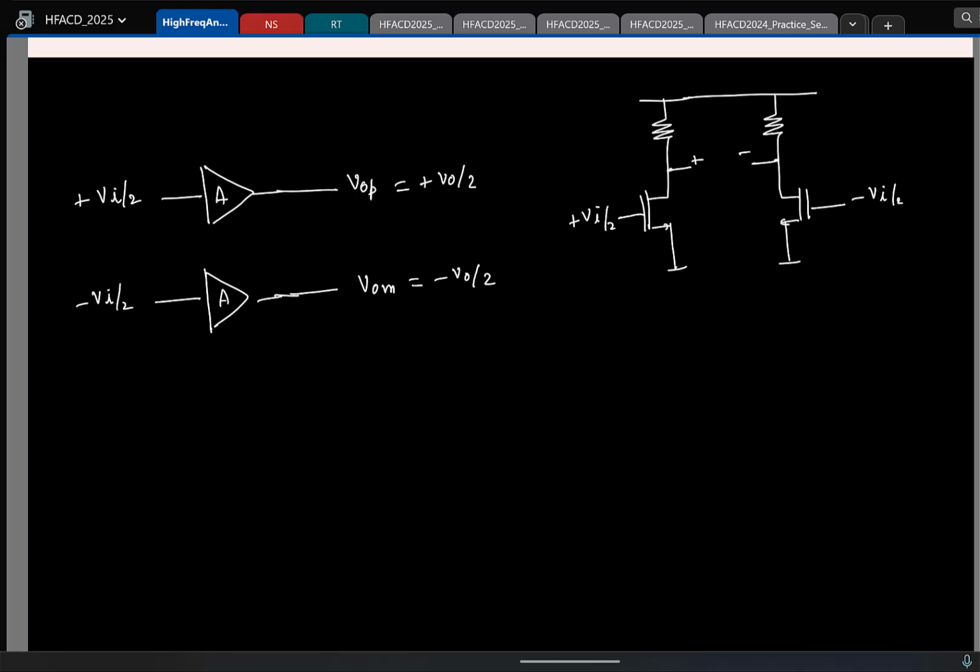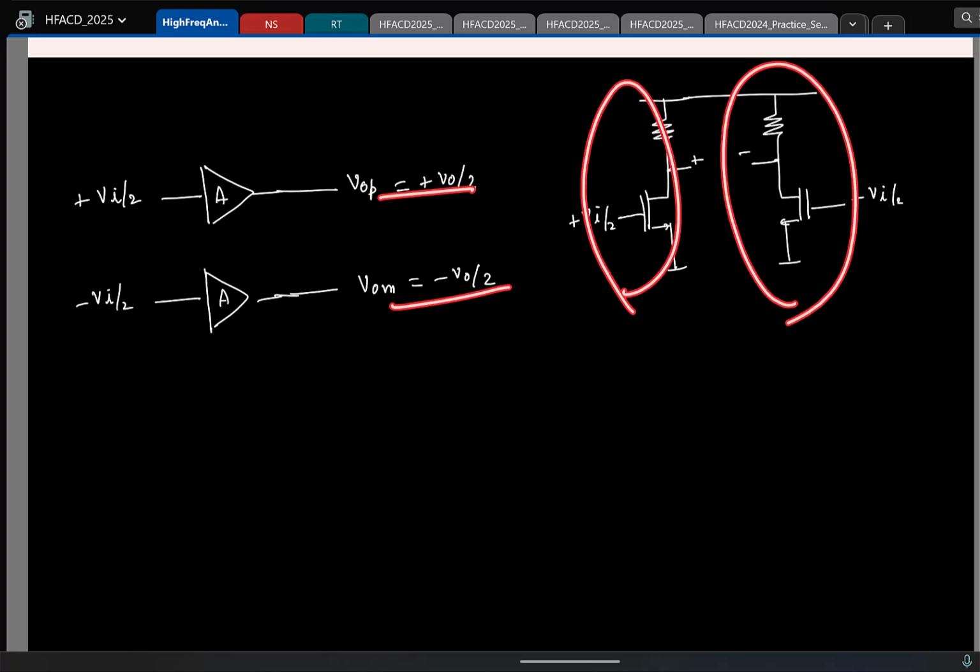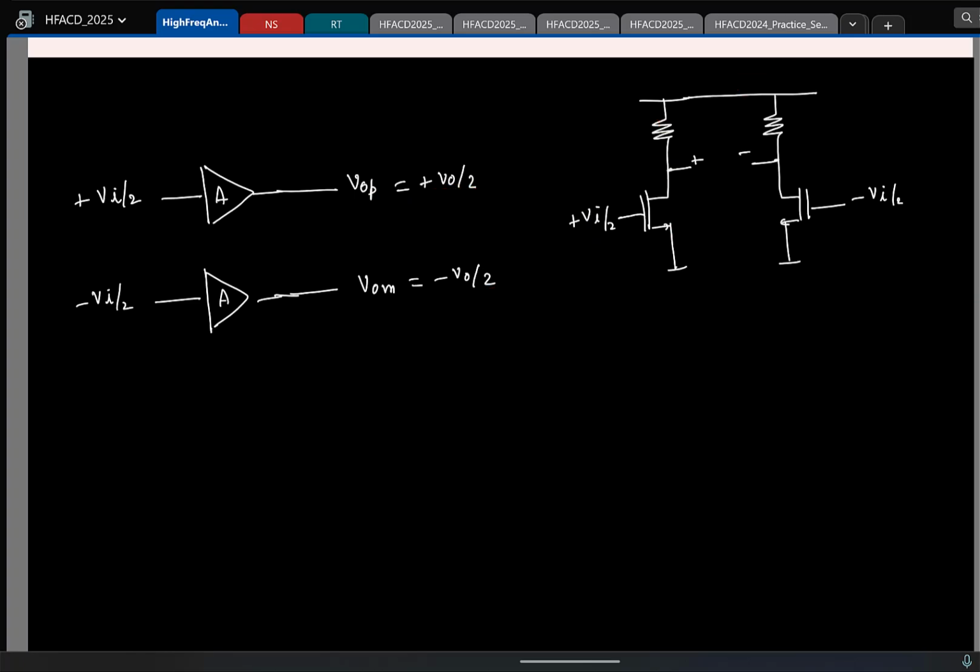But in practice, we don't realize the differential outputs this way, and this has some problem. And what is that? Forget about the gain. The point I'm asking is, in practice, we don't realize the differential outputs as two single-ended amplifiers operating separately. This has some issue, and you guys know that. What is it?